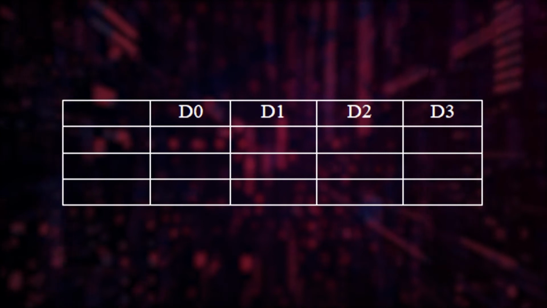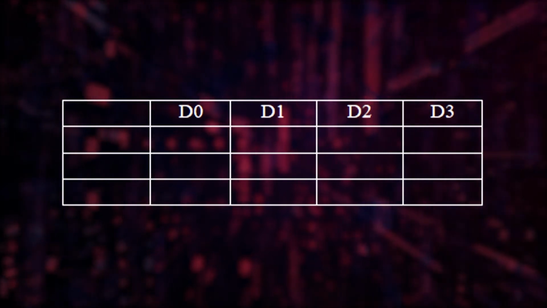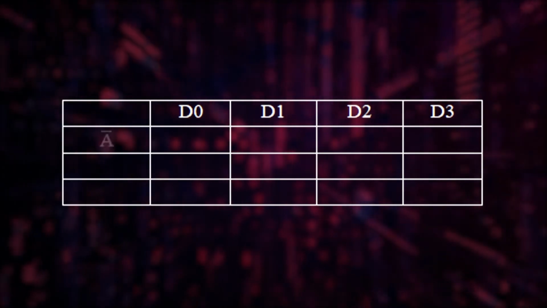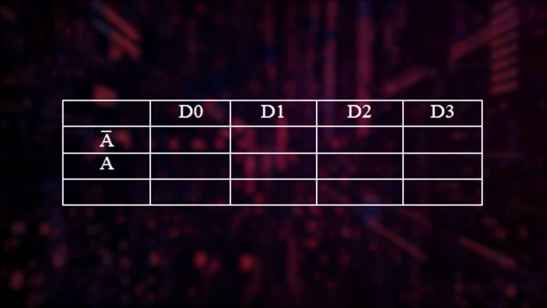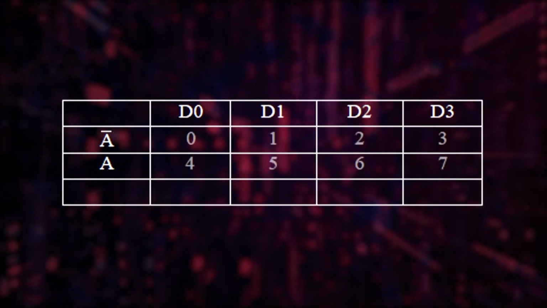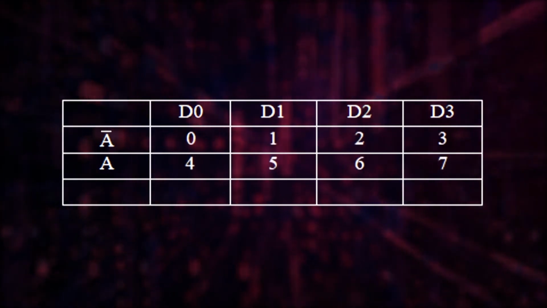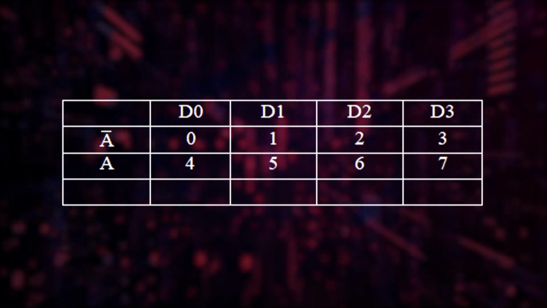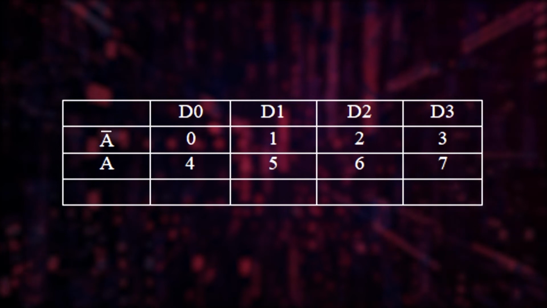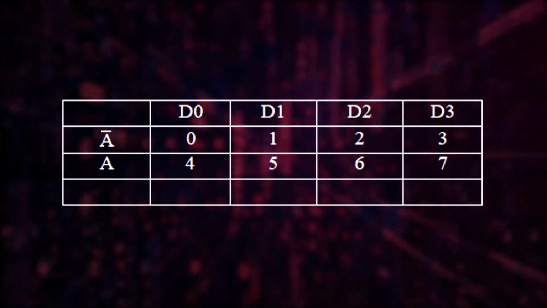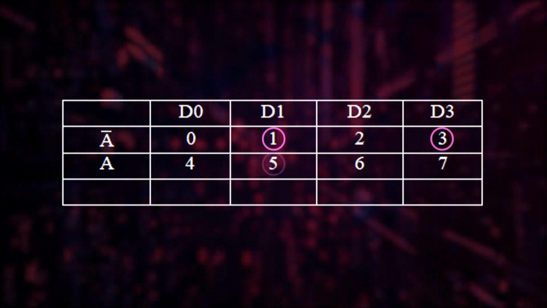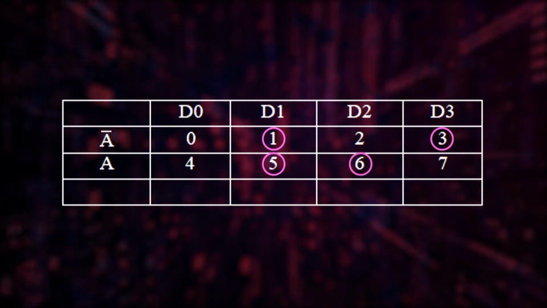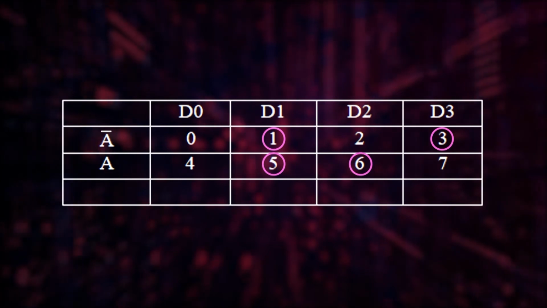The first column is filled with the single input variable in complemented and uncomplemented form, that is A complement and A. Then, write all min terms in 2 rows corresponding to A complement and A values. Then, circle each min term that exists in the given Boolean function. In this example, the min terms are 1, 3, 5 and 6. So, they are encircled. The next step is to find the multiplexer input values.